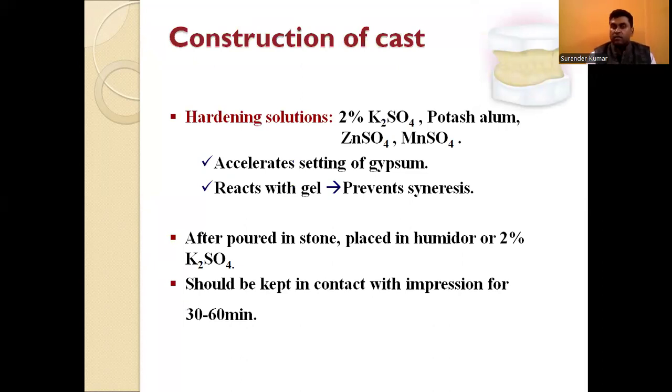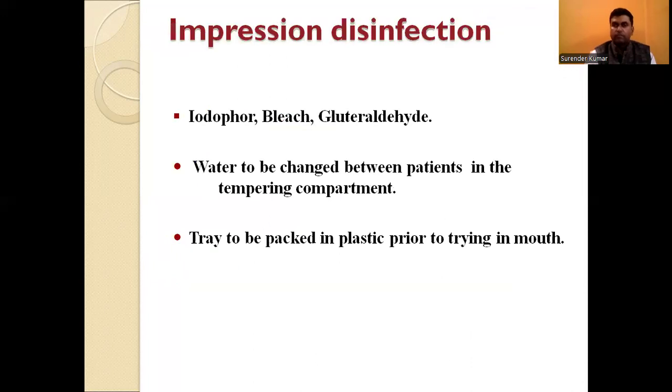Construction of the cast: the hardening solution is 2% potassium sulfate, potash alum or zinc sulfate. They are added, they act as the accelerator for the gypsum, and also react with the gel and prevent syneresis. After it is poured in stone, place it in the humidor or 2% potassium sulfate, which should be kept in contact with the impression for 30 to 60 minutes. After 60 minutes, we should remove it.